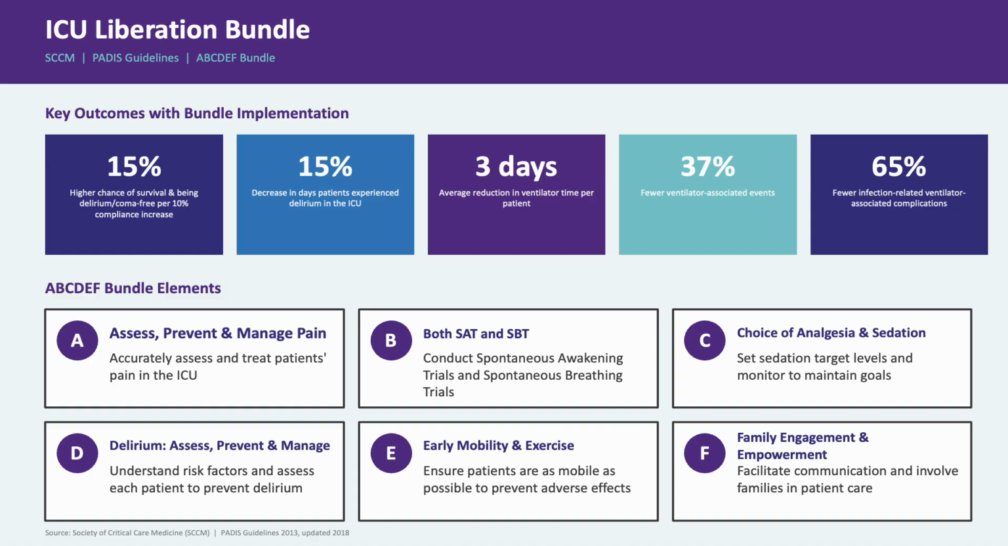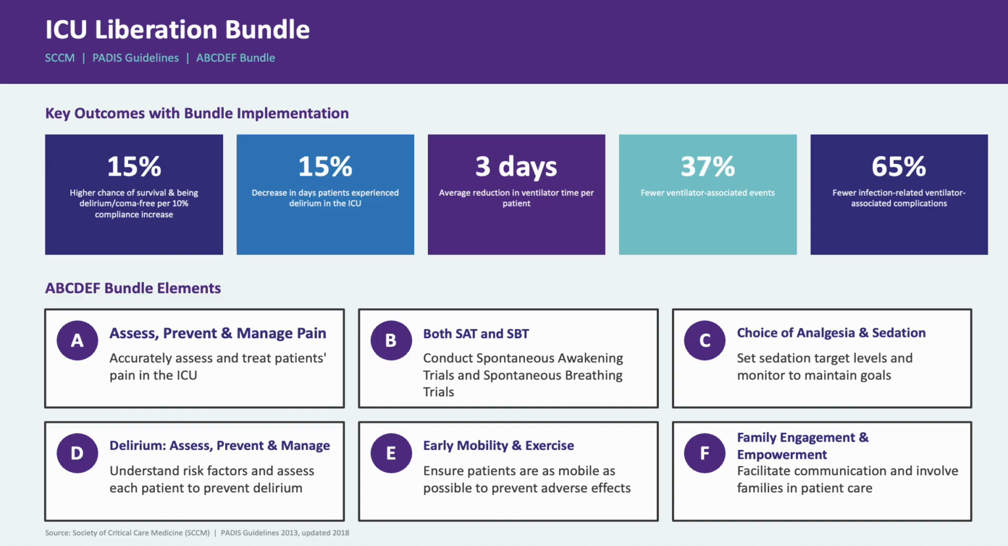Now, look at the lower section of the slide. This is where we break down the actual bundle elements, the A through F. A is assess, prevent, and manage pain, making sure we accurately assess and treat pain so patients are not suffering or being oversedated to compensate. B is both SAT and SBT, spontaneous awakening trials and spontaneous breathing trials, which we will dive deep into shortly. C is choice of analgesia and sedation, setting sedation targets and monitoring to maintain them.